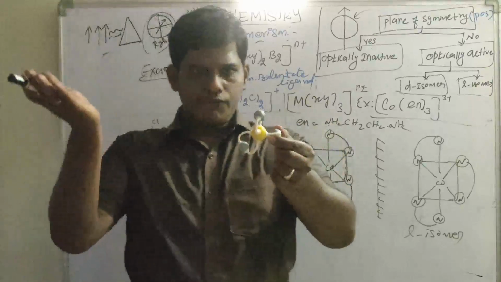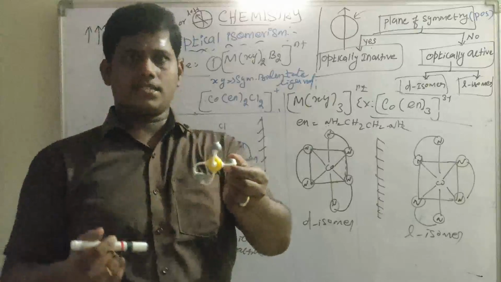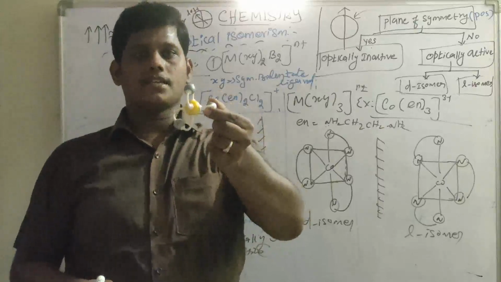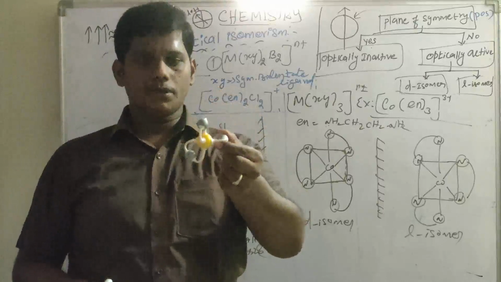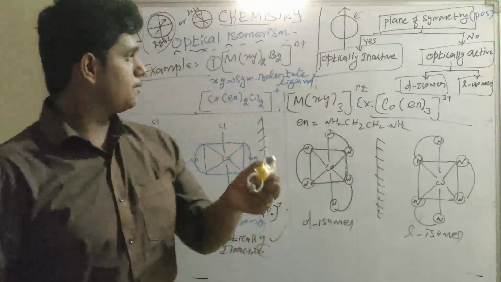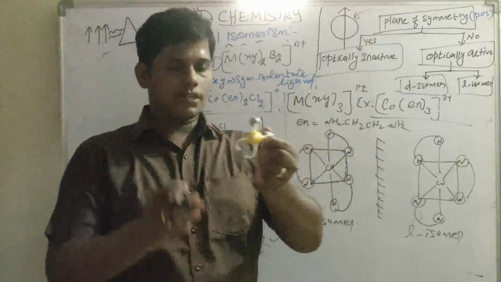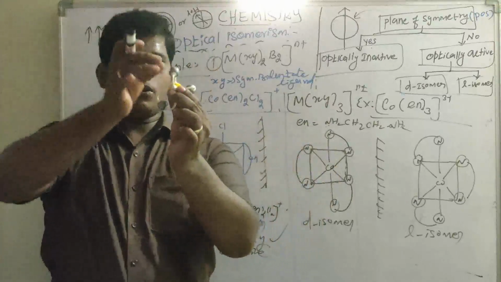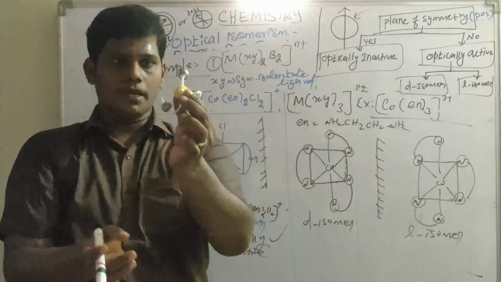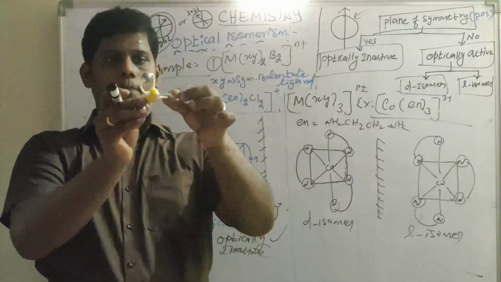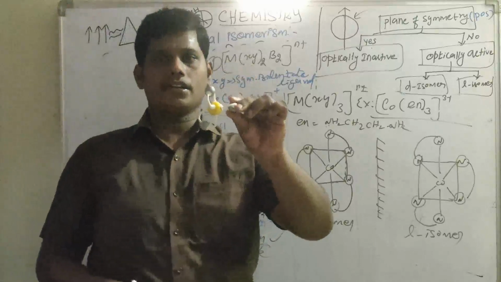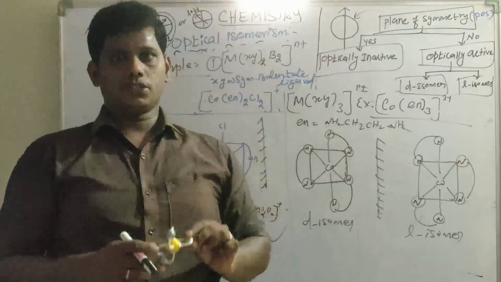So if you cut along any imaginary axis, there is no plane of symmetry. So this complex exhibits optical isomerism. It is a good example: Co(en)3 3 plus. You see, one ethylene diamine is above the plane and one is below the plane. It is a symmetrical bidentate ligand. Okay, students. Thank you.